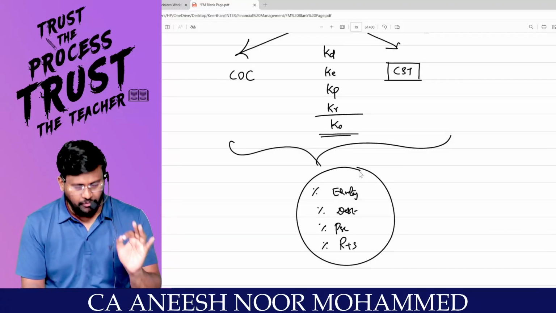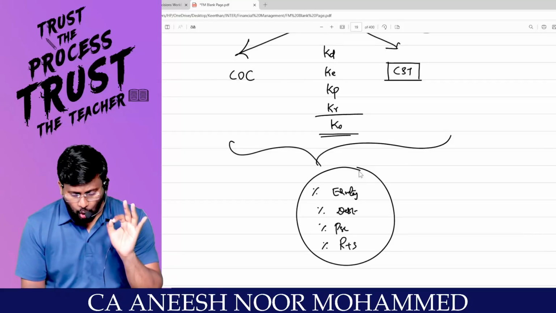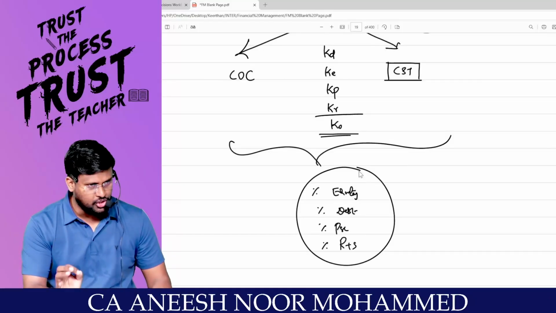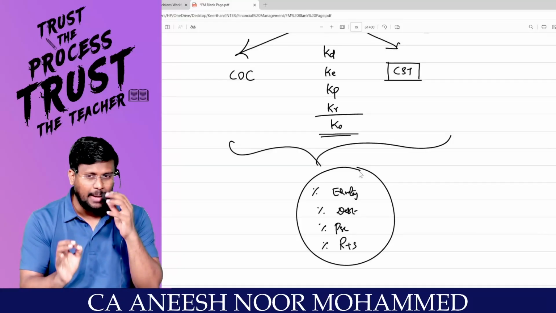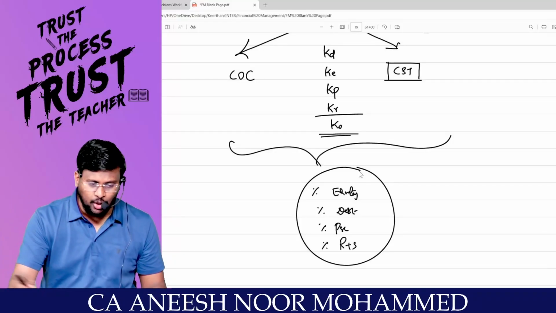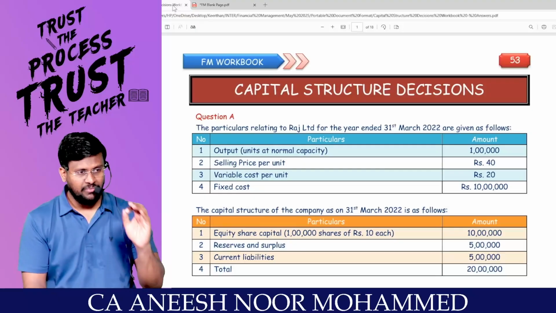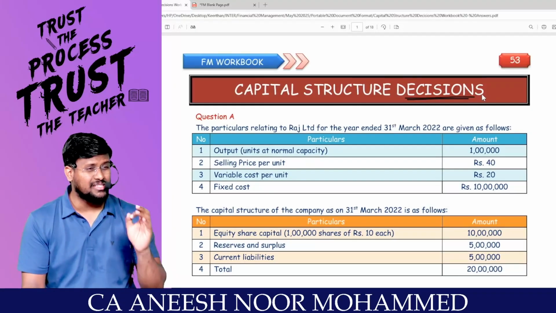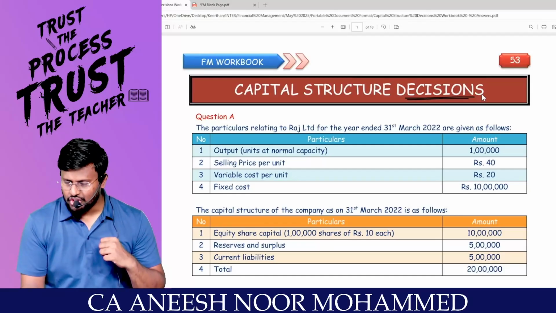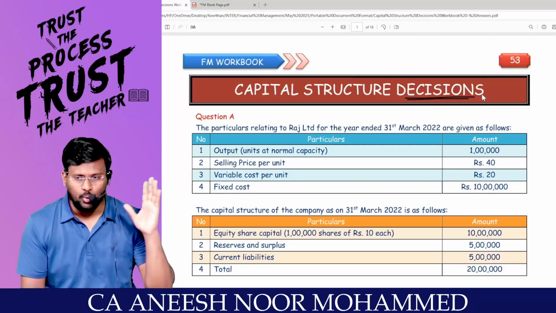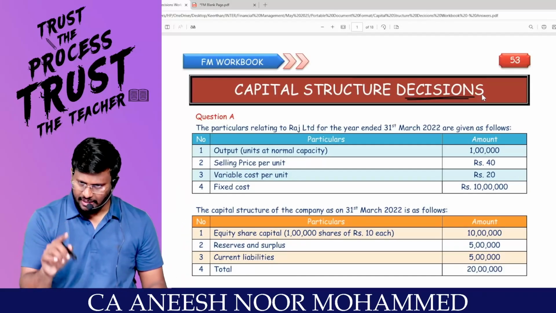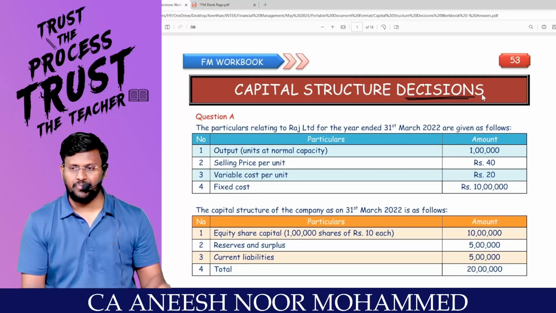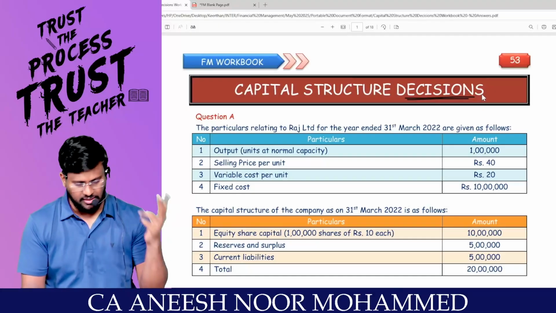The same way, under whichever option the company's EPS is higher, that option is the perfect capital mix. That should be adopted by the company. That is called capital structure decisions. So we are going to take the decision. In my capital structure, how much percent should be equity, how much percent should be debt, how much should be preference. Sir, taking such a decision is called capital structure decisions.